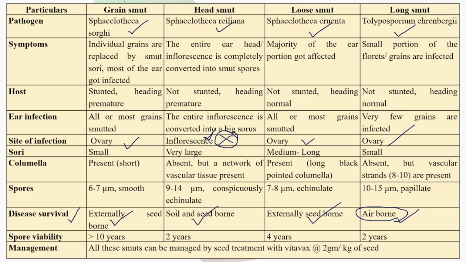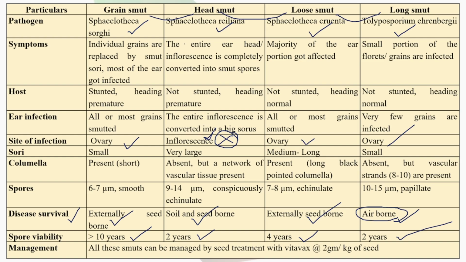And remember one more point. Remember this order: first grain smut, followed by head smut, followed by loose smut, followed by long smut. There is one more point I will tell you: spore viability. How many years will the spores survive? Grain smut 10 years, head smut 2 years, loose smut 4 years, long smut 2 years. How to remember this?